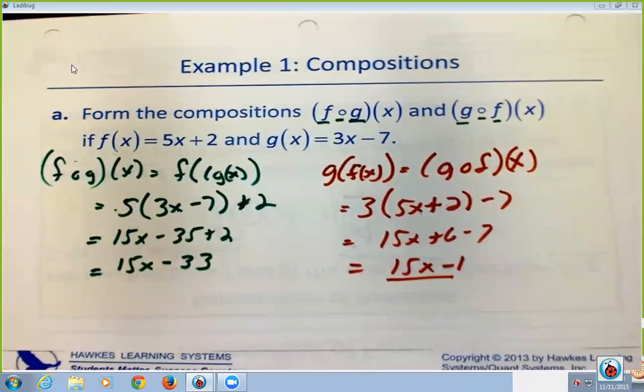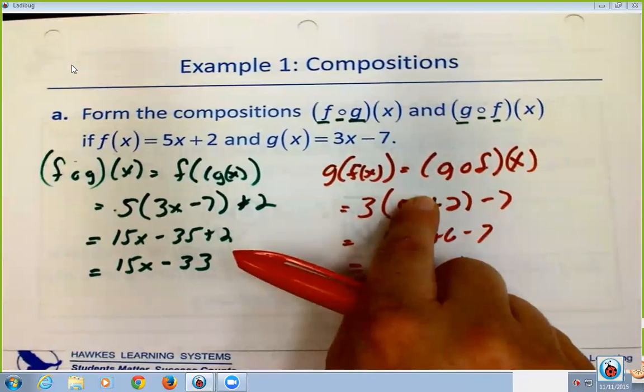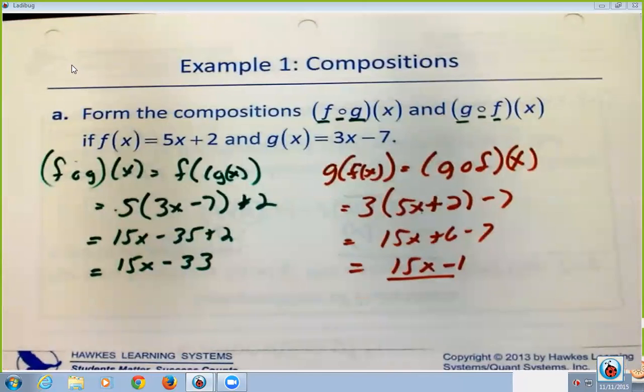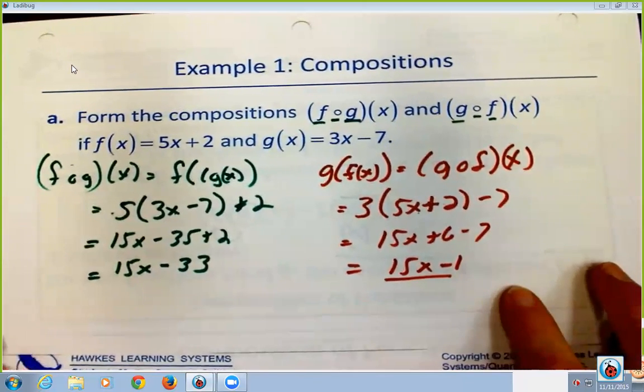Now, in your homework, it will only ask you for one of these. It will not ask for both. So it's going to be one or the other that you'll end up doing. It won't be both of them. So what do you think of that part? Is that okay so far?